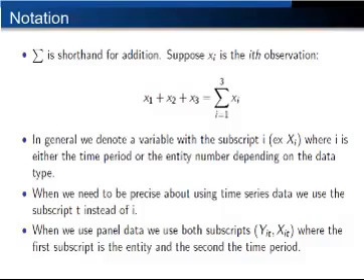Notation. Sigma is shorthand for addition. Suppose x_i is the ith observation. Adding x1, x2, x3 is equal to sigma x_i. In general, we denote a variable with the subscript i, x_i, where i is either the time period or the entity number depending on the data type. When we need to be precise about using time series data, we use the subscript t instead of i. When we use panel data, we use both subscripts, y_it, x_it, where the first subscript is the entity and the second the time period.